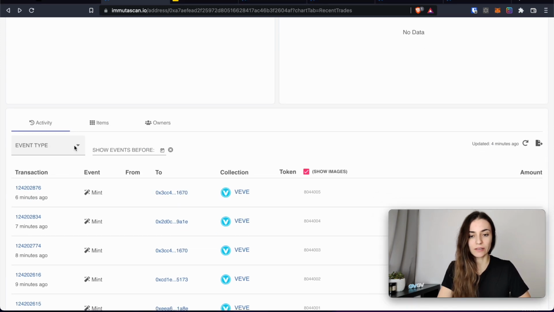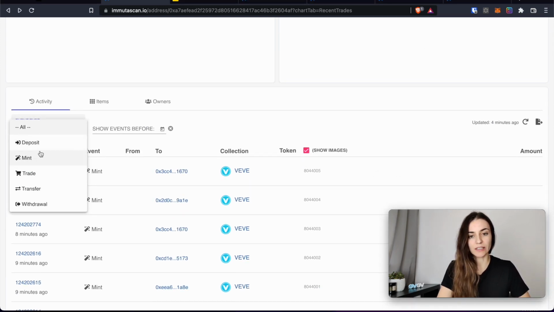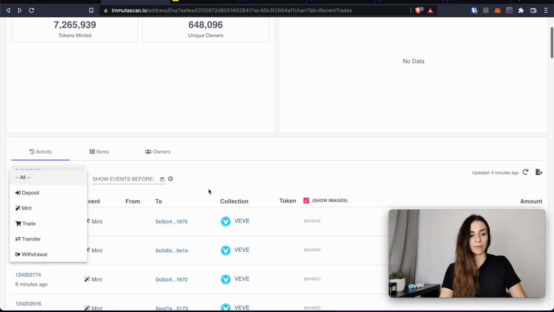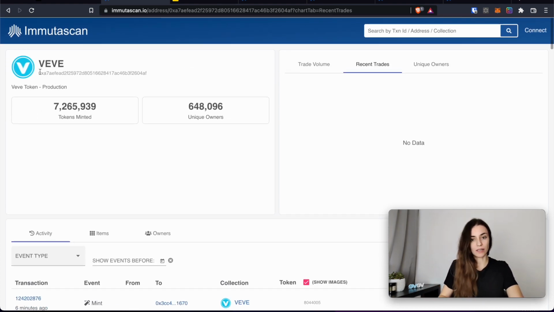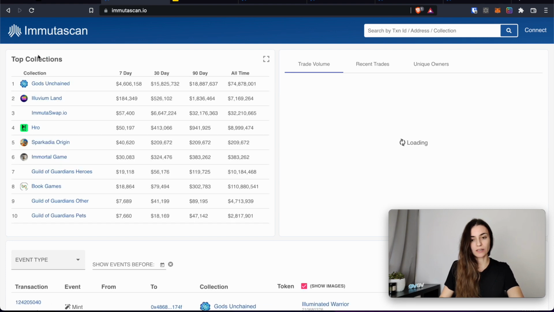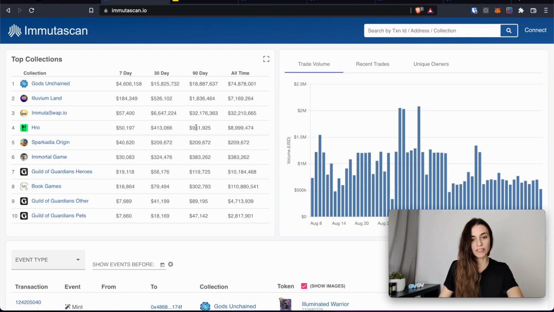However, if you look here, there are different events on ImmutableX. So you have the minting, then you have trading, you have transfers and withdrawals, and deposits. The reason why we don't have any trade volume and recent trades showing for Veve, and also why we don't see Veve here in the top collections, is because Veve still works as its own marketplace and its own ecosystem, and is not really trading on ImmutableX directly.